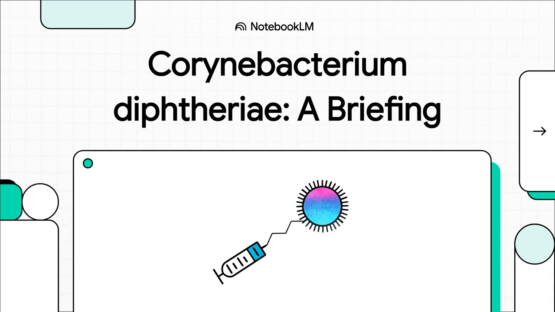Welcome to the Explainer. Today we're doing a deep dive into Corynebacterium diphtheriae. Now this is a pathogen with a pretty fearsome history, but it's still very much a threat we need to understand. All the information we're about to cover comes from a Gemini deep search, and if you want to see all the source material, you can check out the full notebook.